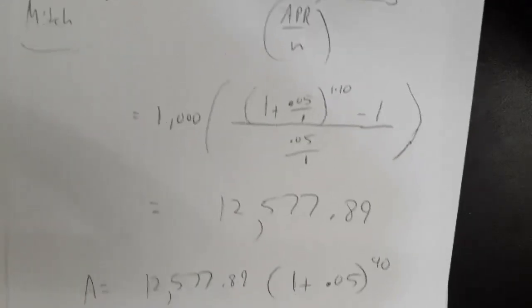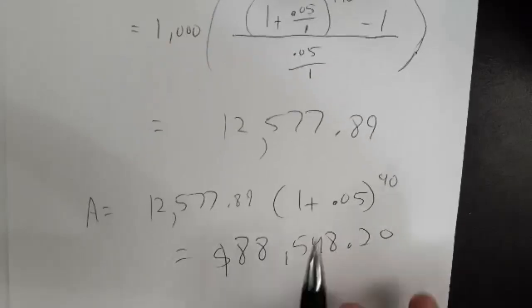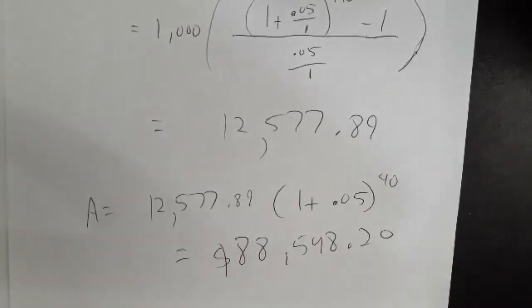But that is the way the question's reading, right? He's doing a savings account for 10 years. That's how much money he'll have. He quits doing the payments. That's how we have to figure it out.